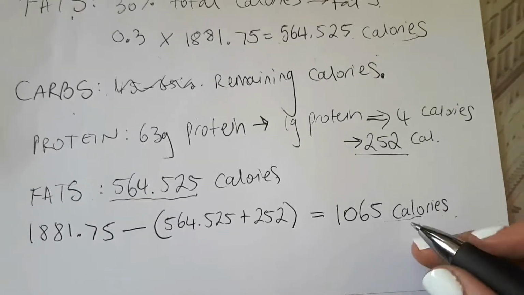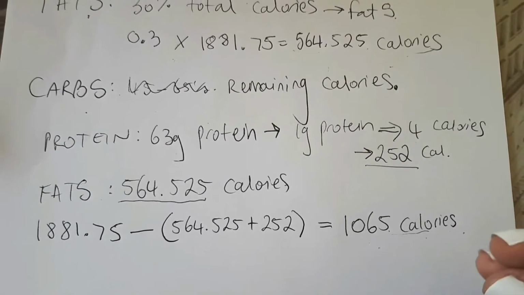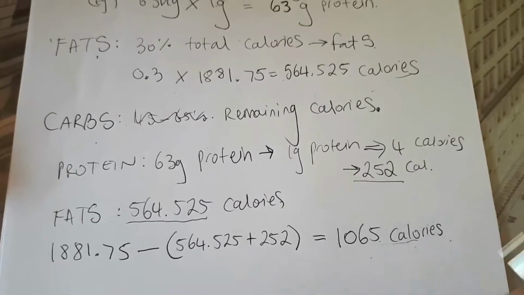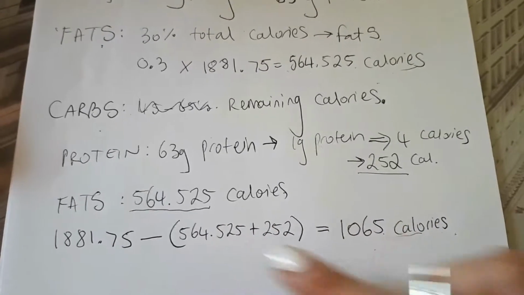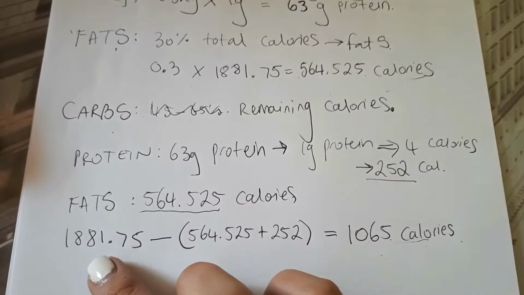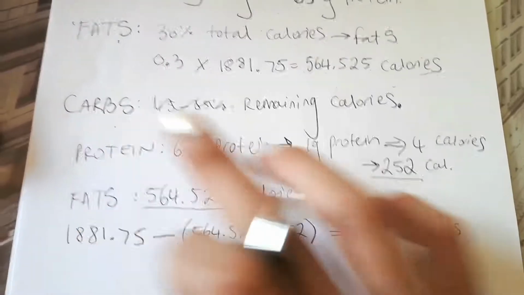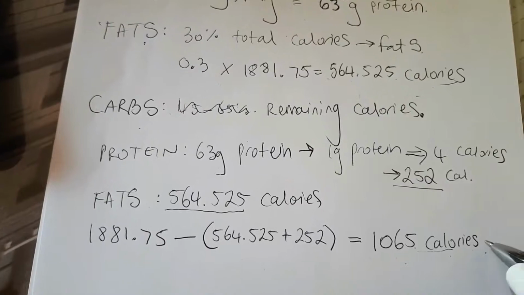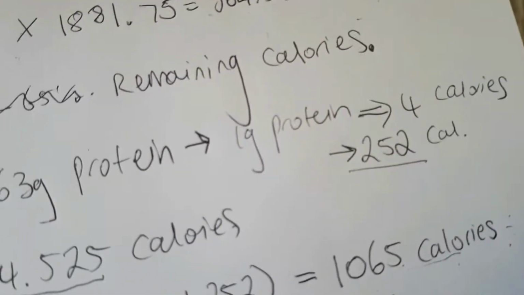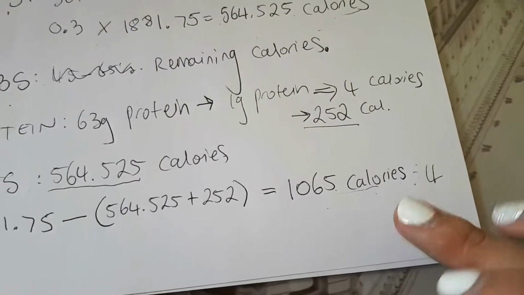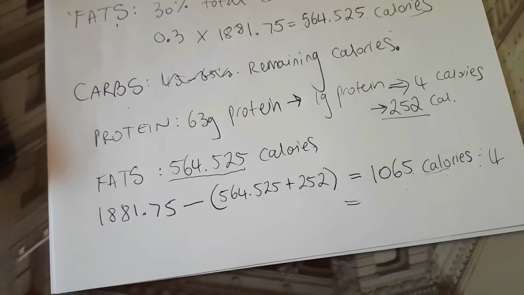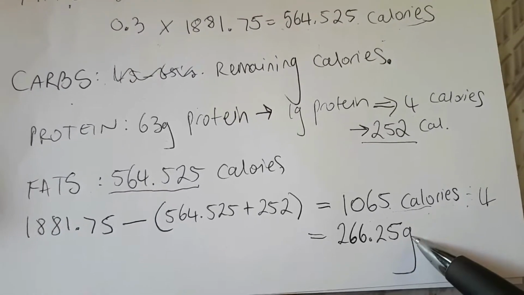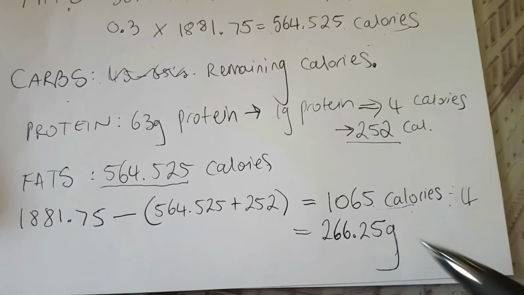Okay, so now you want to work out that amount in grams. From my previous video, I explained that 1 gram of carb is like protein, 4 calories. So we're going to take this divided by 4, and that'll give us our carbs. And that value is 266.25 grams of carbs in your macros.